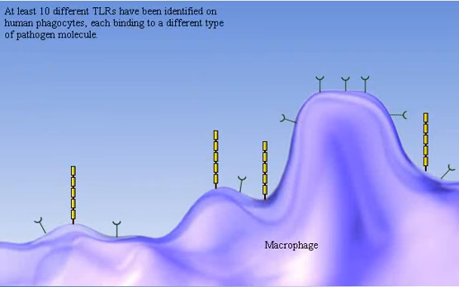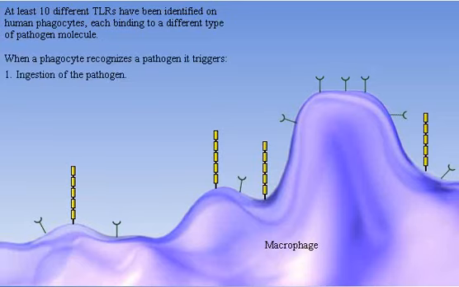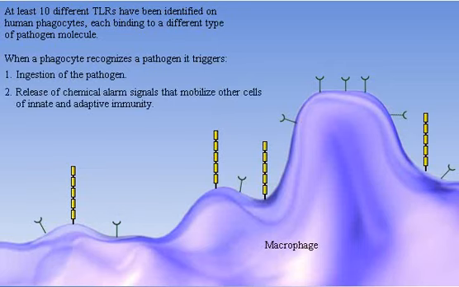At least 10 different toll-like receptors have been identified on human phagocytes, each binding to a different type of pathogen molecule. When phagocytes recognize a pathogen, 2 events are triggered. The first is the ingestion of the pathogen. The second is the release of chemical alarm signals that mobilize other cells of innate and adaptive immunity. Click the phagocyte to see it bind pathogens.